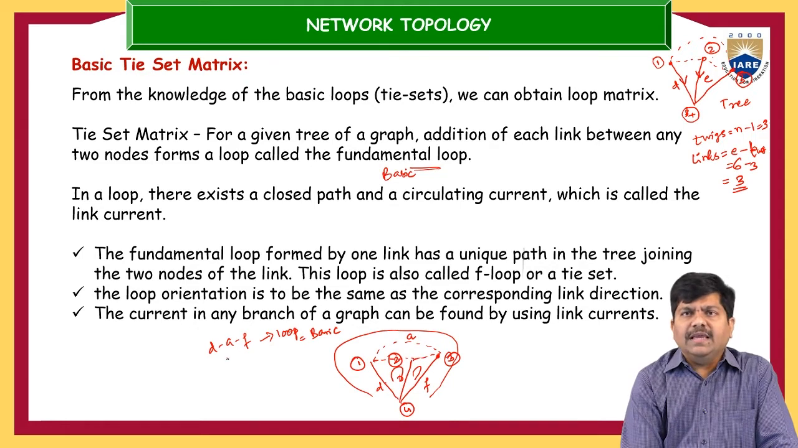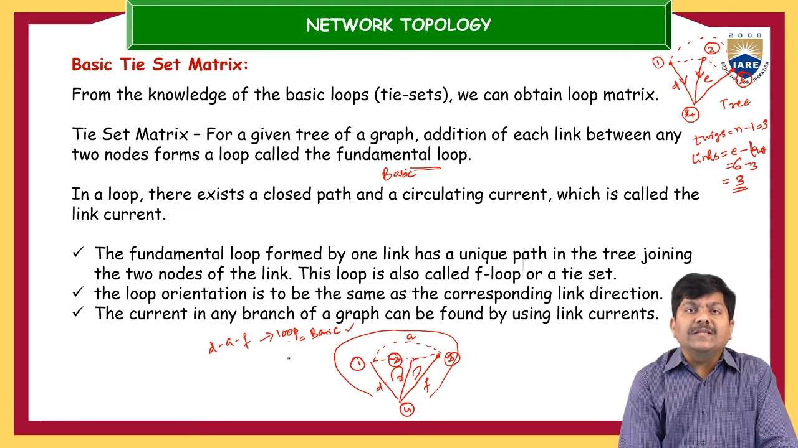See, this outermost loop has been formed because of element number D, element number A and element number F. So what is element number D? This is a branch or twig, and element number A is not a twig. Of course, it is a branch, but it is a link. And element number F is a branch, and it is also a twig. So D and F belong to the twigs, and element number A is a link. So definitely this loop will be a basic loop.